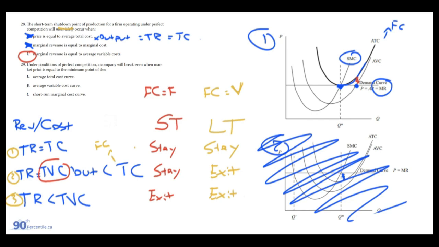And then 29, under conditions of perfect competition, a company will break even when market price is equal to the minimum point of the... I went over this a little bit earlier, but if your market price or your marginal revenue is equal to your average total cost, then you're going to break even, and that's exactly what this point is right here.